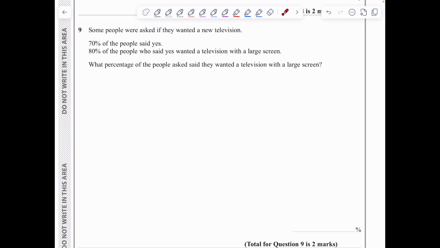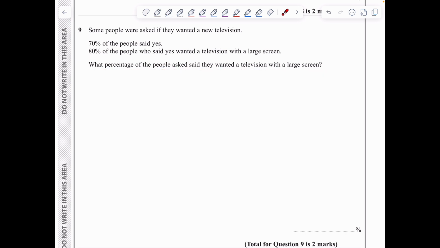In question 9, we had some people asked if they wanted a new television. Now, 70% of the people said yes, and 80% of the people who said yes wanted a television with a large screen. The question is, what percentage of the people asked said they wanted a television with a large screen?